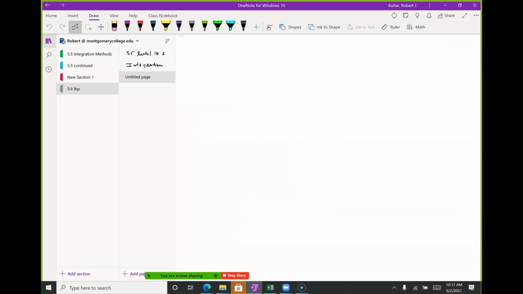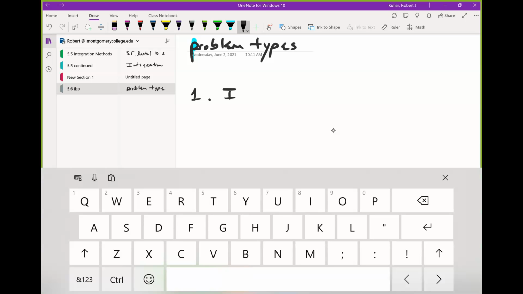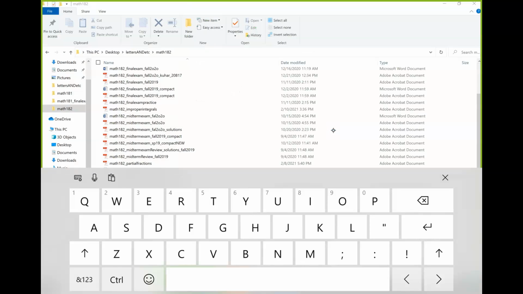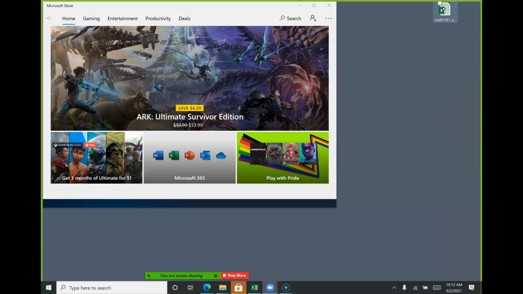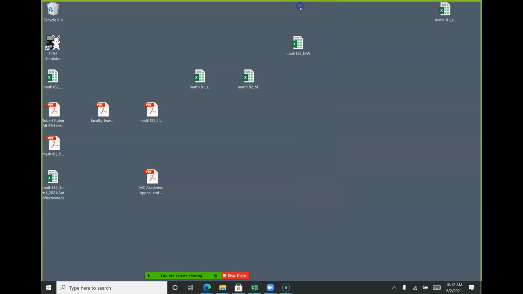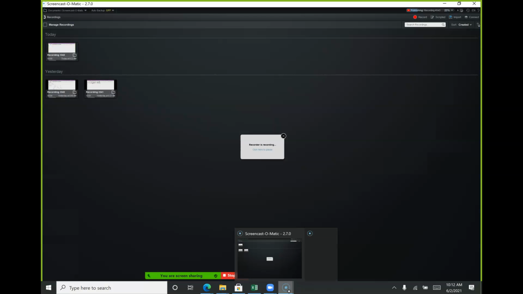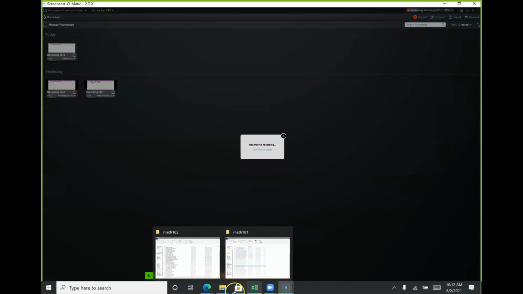All right, so the problem types, that's what I want to talk about here. Let me do one more page, there we go, problem types. So just a plain old IBP, integration by parts, like we just did two of them. Sometimes you have to integrate by parts twice, and we're going to do one like that in a second. Lost my page.